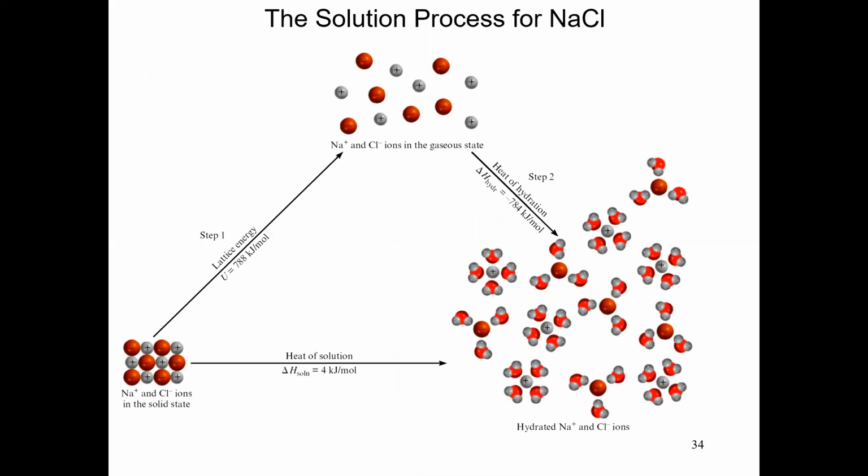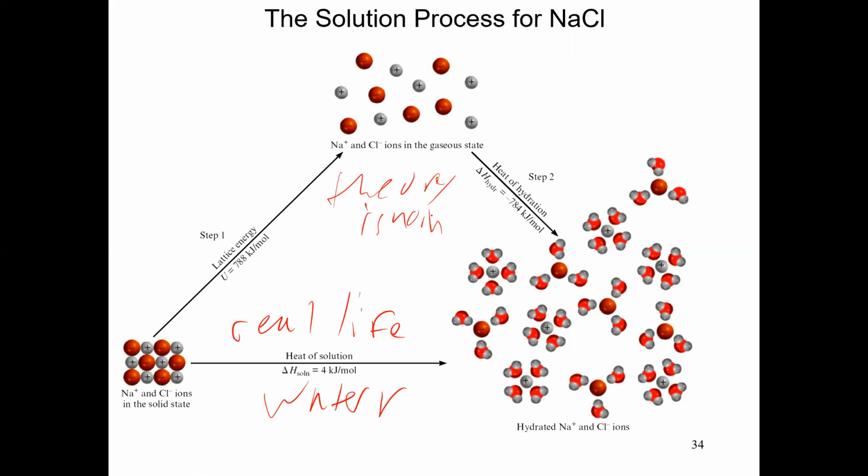The solution process for sodium chloride looks like this. In the solid state, there's a lattice energy associated with it here, and then it heats up hydration. So it goes to sort of a gaseous state in solution. And then you've got the water molecules going around it and the heat of solution overall going directly. This is real life because it's in water. Whereas here, this is the theory, ignoring water at this point, okay? But then you've got the water added on this side.